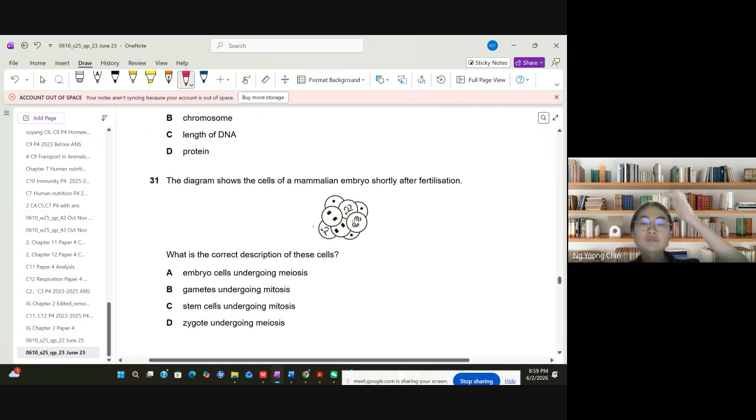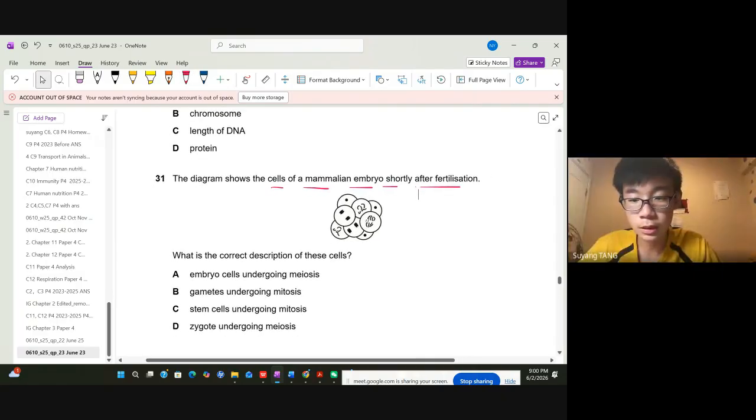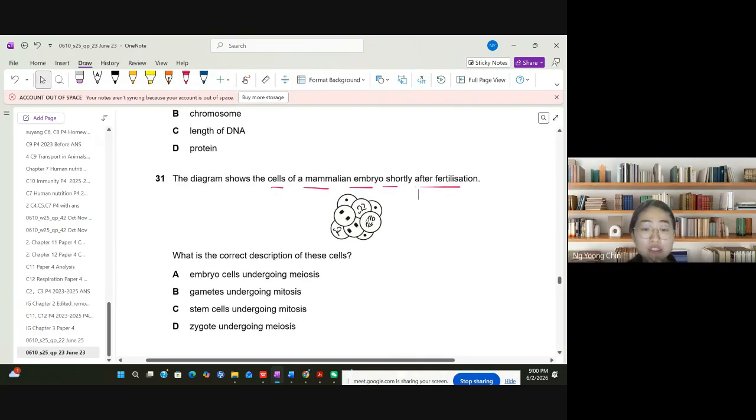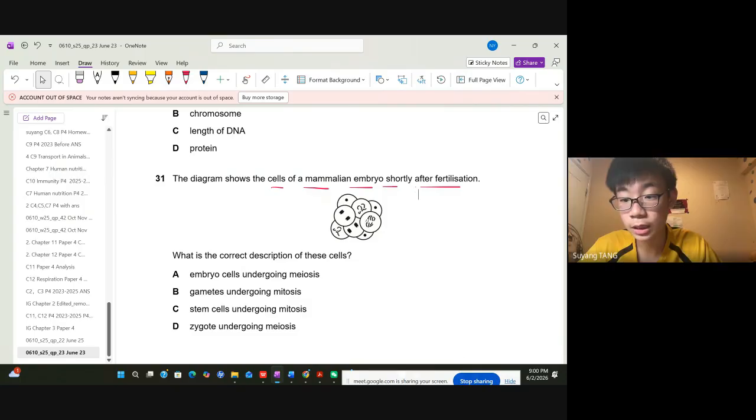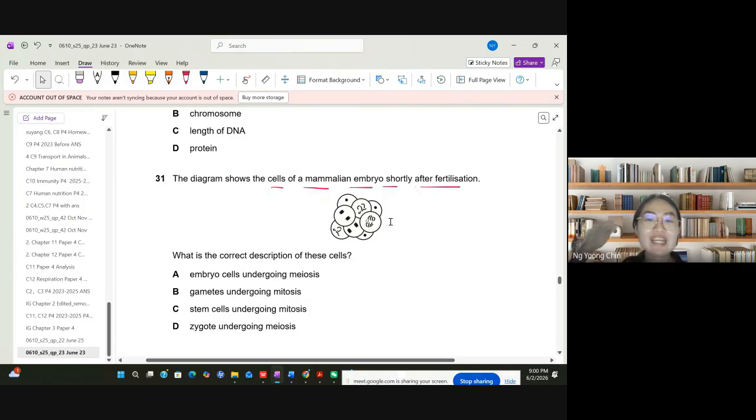So how about this one? What is this? Cell of the mammalian embryo shortly after fertilization. So what's the answer? What does this show? Can you recognize it? Mitosis. So which is the stage? A, B, C, D. C. Okay. So this is a cell of the mammalian embryo shortly after fertilization, right?